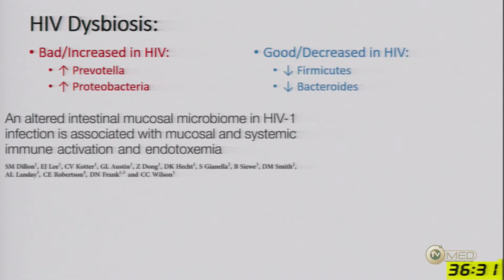So we see loss of firmicutes. Firmicutes are important. They tend to be our probiotics. So probiotics are good bacteria that are beneficial to you. So firmicutes include things like lactobacillus. And almost every probiotic is actually based off lactobacillus.